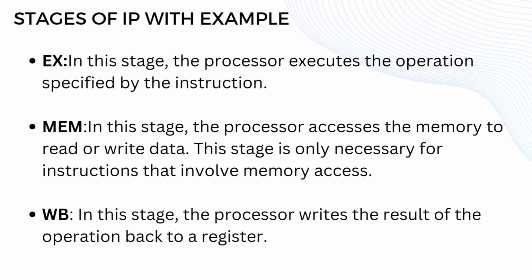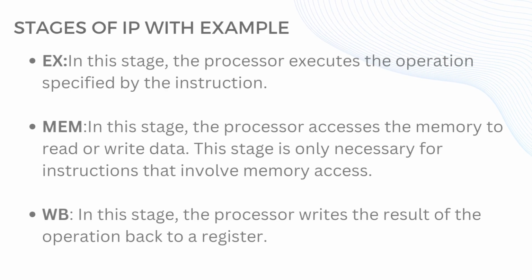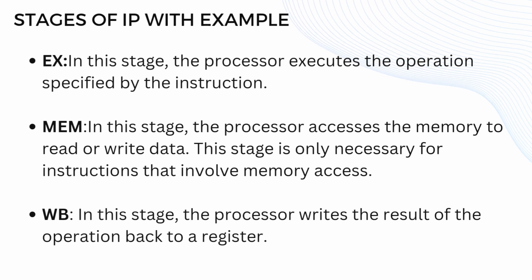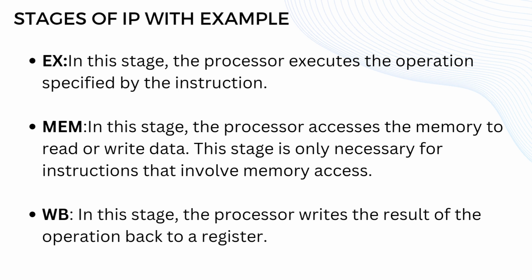In this stage, the processor accesses the memory to read or write the data. This stage is only necessary for instructions that involve memory access. In the case of the add instruction, there is no memory access involved, so this stage is skipped. Write back. In this stage, the processor writes the result of the operation back to a register. In the case of the add instruction, the result is written back to the destination register.